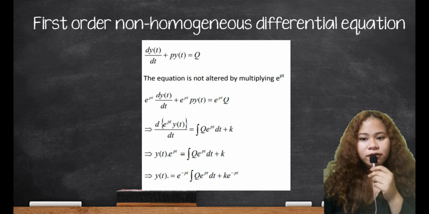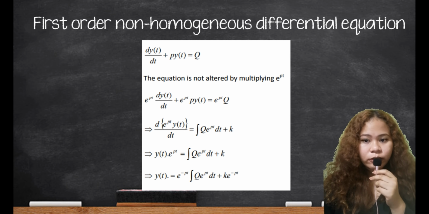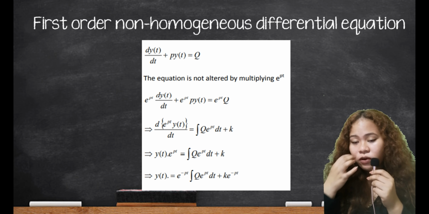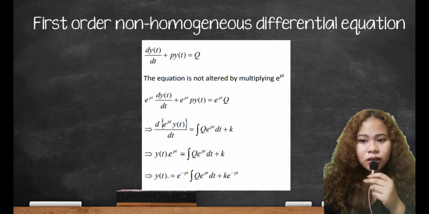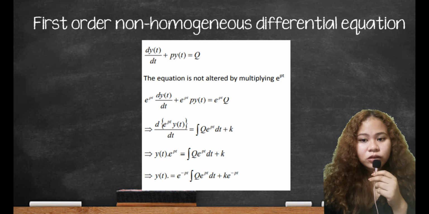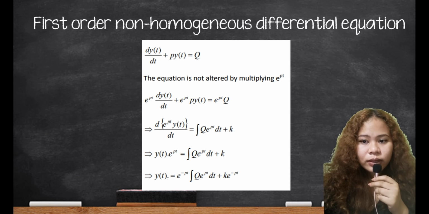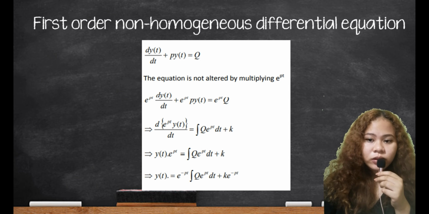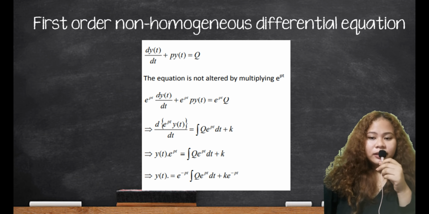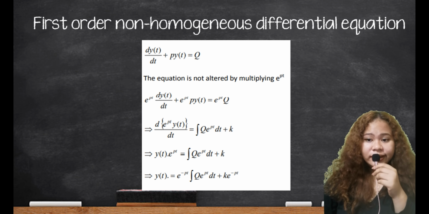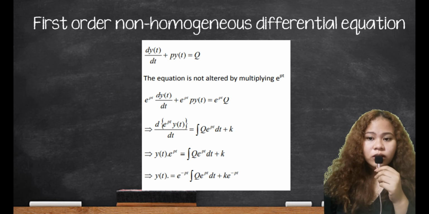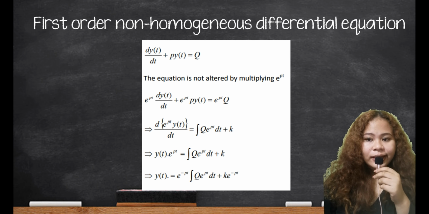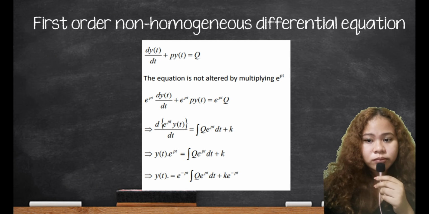Next, we will talk about the first-order non-homogeneous differential equation. The equation will be dy(t)/dt plus p y(t) is equal to q. The equation is not altered by multiplying by e to the power of pt: e^(pt) times dy(t)/dt plus e^(pt) times p y(t) is equal to e^(pt) times q.